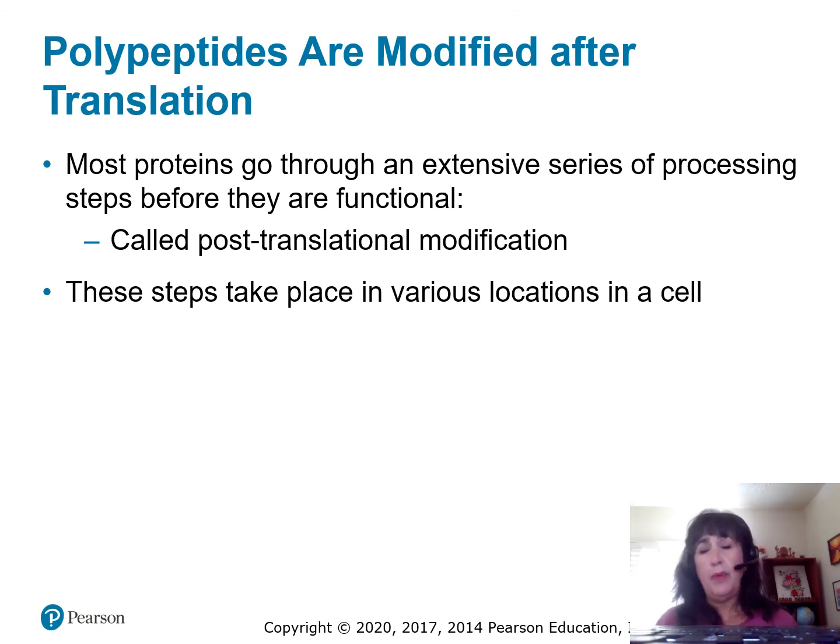After the protein is made, which is the primary structure, a string of amino acids, there's still modification to go. Remember at the very beginning of the semester when we talked about proteins, there's the primary structure, secondary structure, tertiary and quaternary structures. So we have just completed the primary structure, but there's still much more to go. Most proteins go through an extensive series of processing before they become functional. So we often call this post-translational modification. And these steps take place in various locations of the cell.